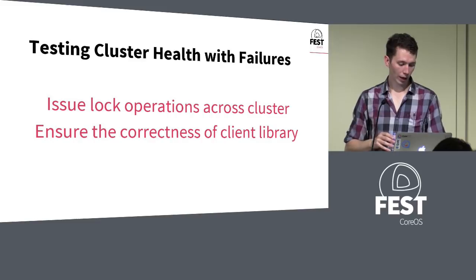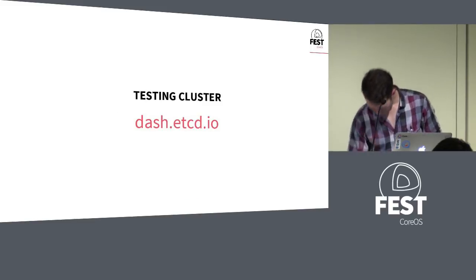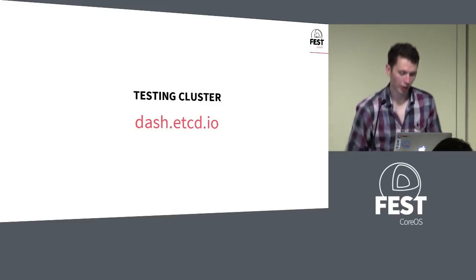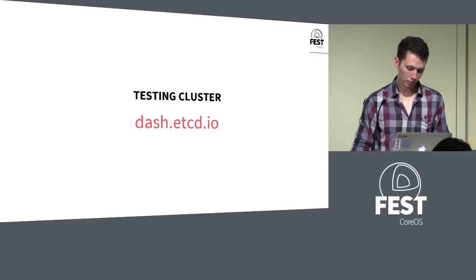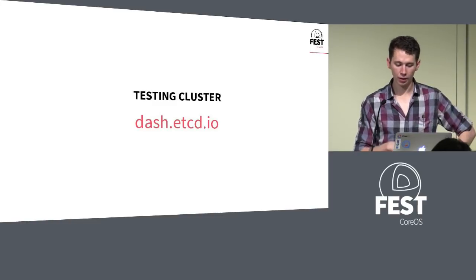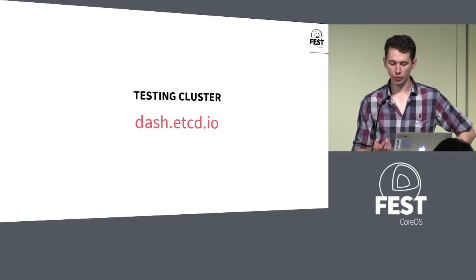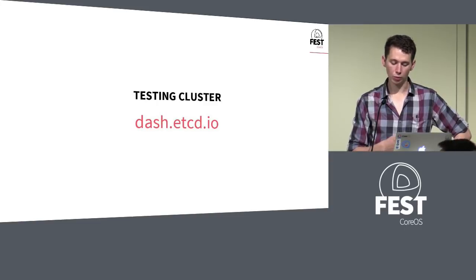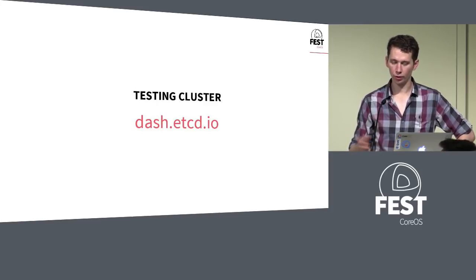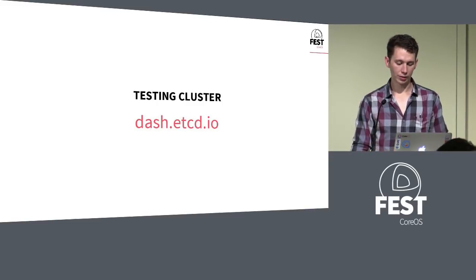So what we have today is a dashboard at dash.etcd.io. What you'll see here is that the latest version of etcd has run through 3,402 iterations of this testing. Each of these iterations runs through a variety of different scenarios. Let me go down here.